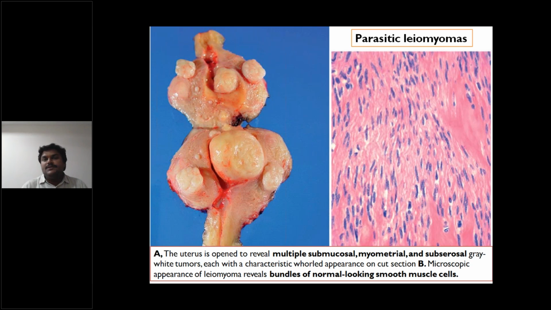And the subserosal fibroids, sometime in due course of time, get dislodged from the uterus and get blood supply from elsewhere, like the broad ligament or something else. Then we call them parasitic leiomyomas.